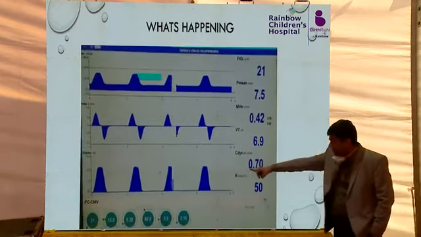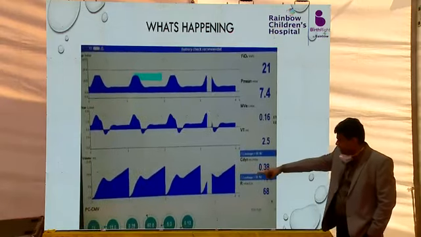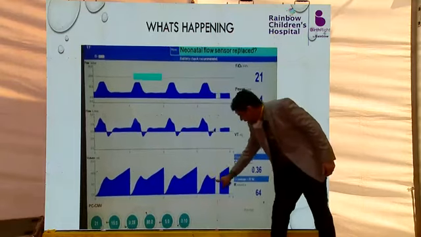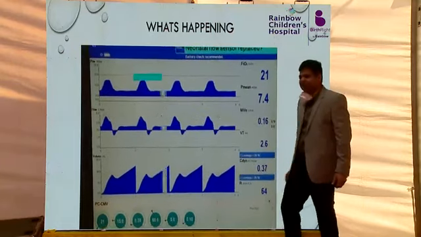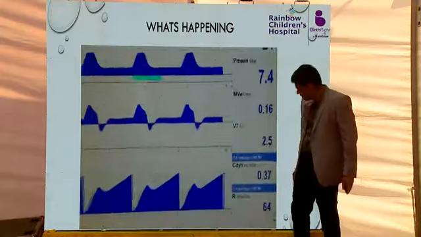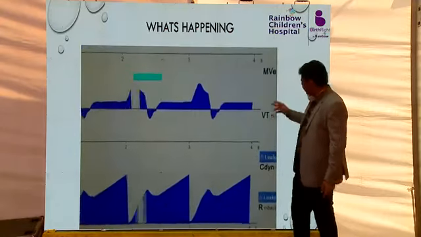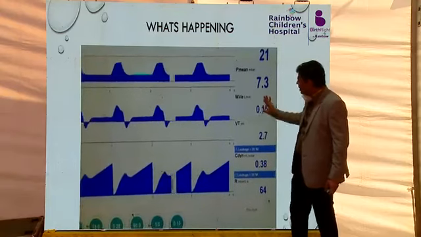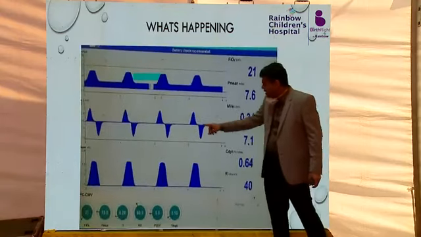What's happening? The third waveform is the volume one, right? In the volume waveform, this is the inspiration, and in expiration it's not returning back. What is happening? Leak. You can see the leak, but it's a very significant leak. Similarly, look at the flow.